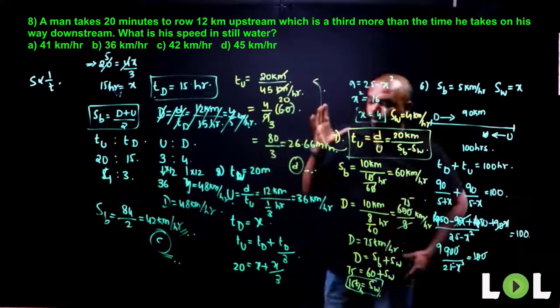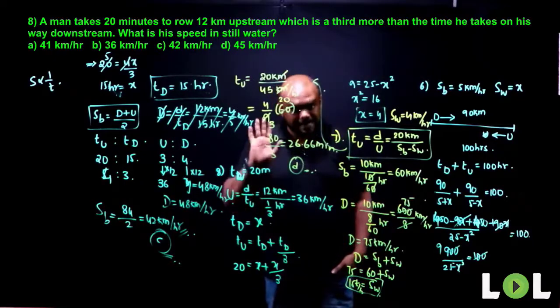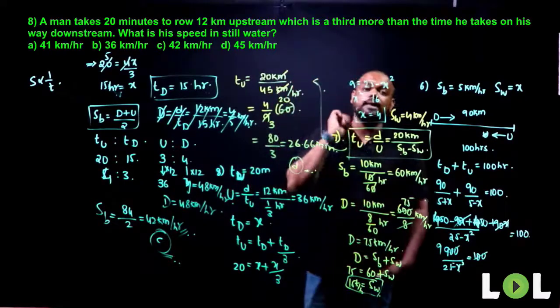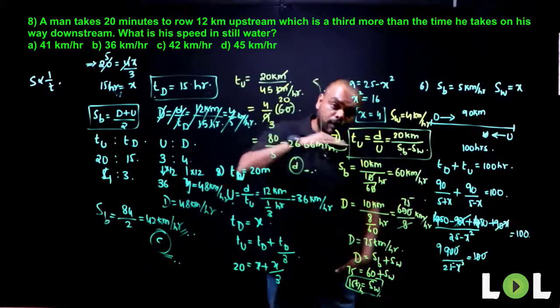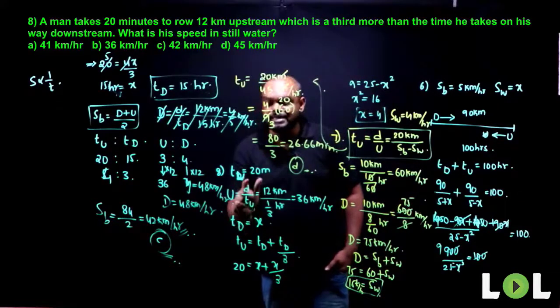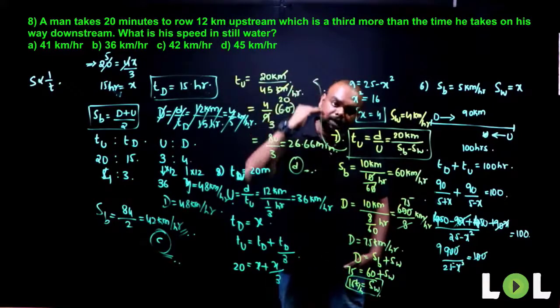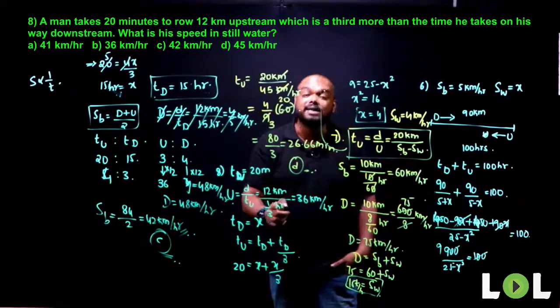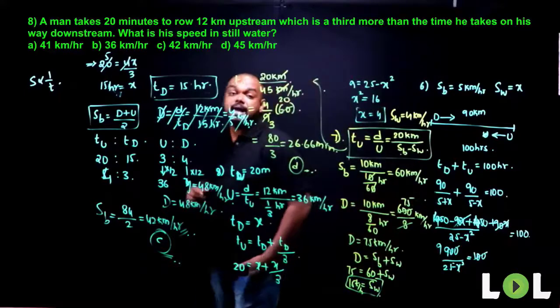Okay, let me explain it one more time. Listen. He told time taken during upstream is 20 minutes, for what distance? 12 kilometers, right? Now time is there, distance is there. During which direction? Upstream. It means I can calculate upstream speed. How do I calculate upstream speed? U is distance by time taken during upstream. Distance is 12 kilometer. Time is 20 minutes, converting into hours, 20 divided by 60, which gives us 1 by 3. 3 goes to the numerator. 12 into 3, 36 kilometer per hour. That is my upstream speed.